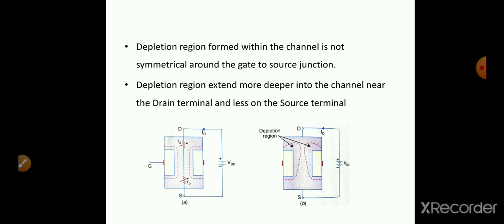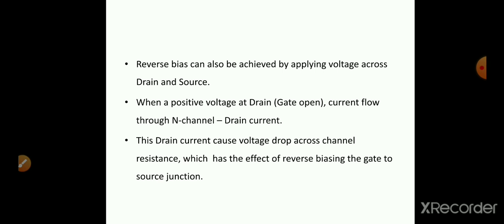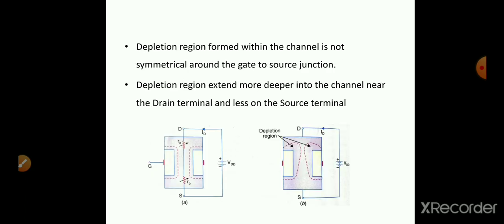RA is the resistance of the channel near the drain region, and RB is the resistance of the channel near the source region. Both these resistors are variable type. That means based on the voltage, these resistances can vary. The drain current causes a voltage drop across the channel resistance, which has the effect of reverse biasing the gate to source junction. The depletion region formed within this channel is not symmetrical around the gate to source junction because the voltage drop is different. That's why the depletion region formed within the channel is not symmetrical.